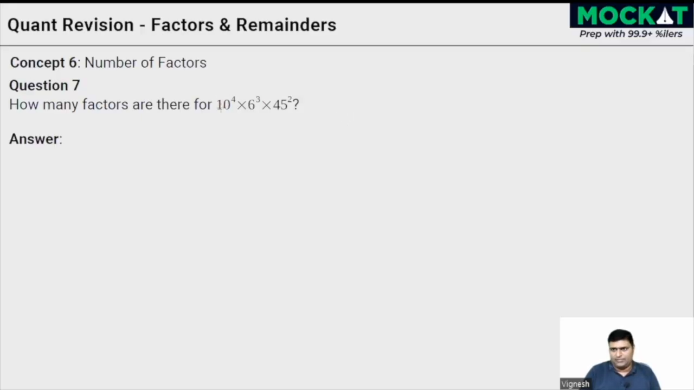How do we do that? 10^4 is nothing but (2 into 5)^4. Next is (2 into 3)^3. And the next is 3^2 into 5^2, whole squared, right? In the exam, if you're quick, you can directly deduce from this. It's a 2^4 into 2^3. That's a 2^7. Or you can look over here and do it.